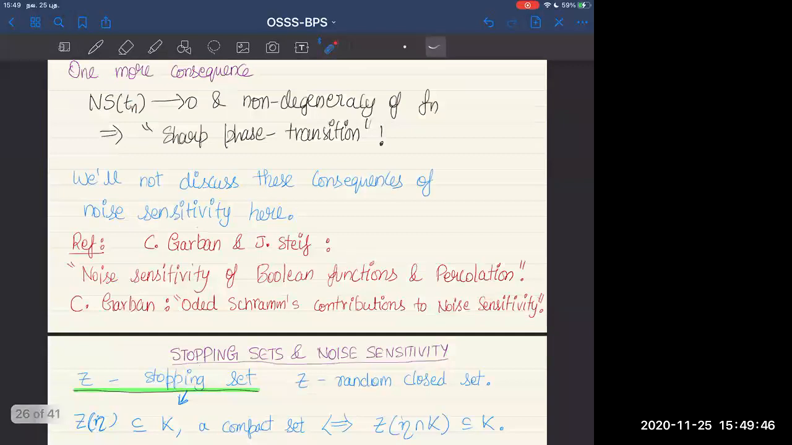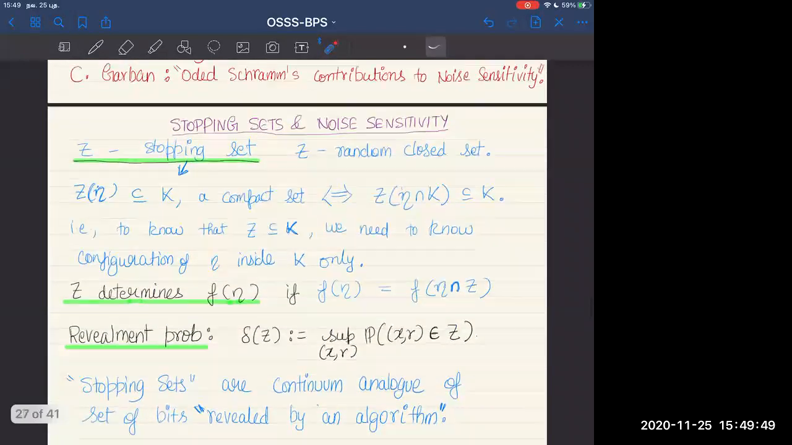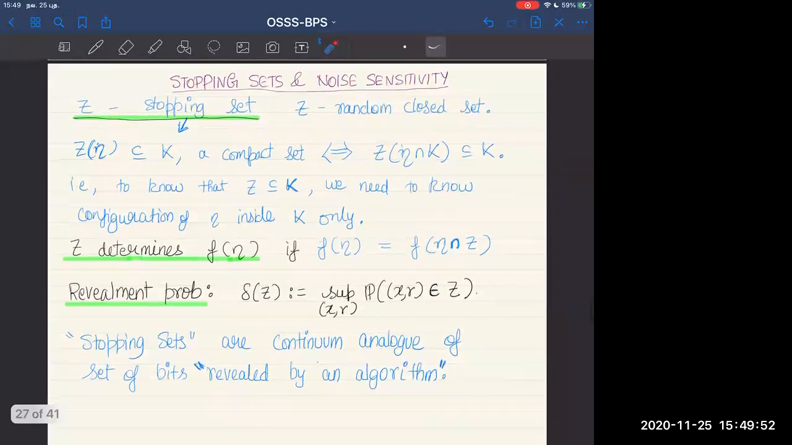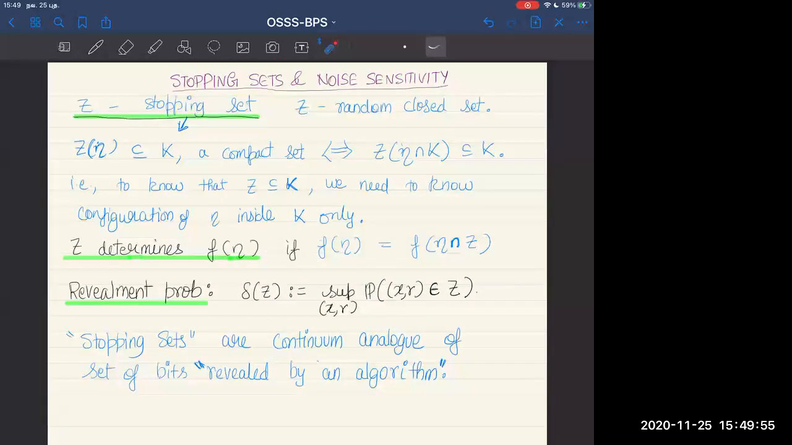Now let's come back to our old topic of stopping sets. I'm just recalling it as a refresher, since there are some new people. A stopping set means that all I need is that restricted to the set K, eta intersected with K should determine whether Z is in K or not. I need to know Z by depending only on eta inside K. Then Z determines F means F should be determined by the value of the configuration inside the stopping set. I also have the revealment probability.